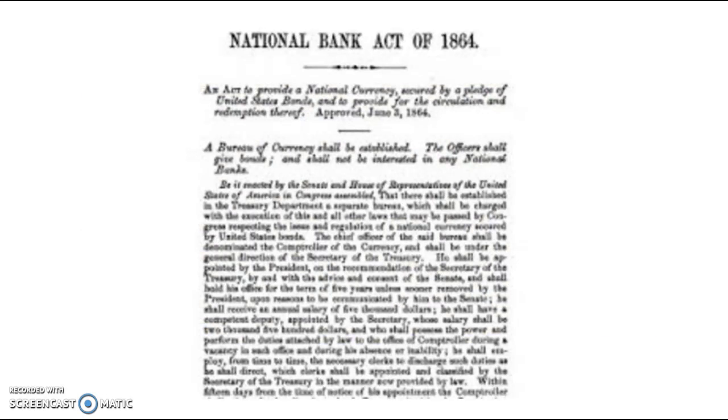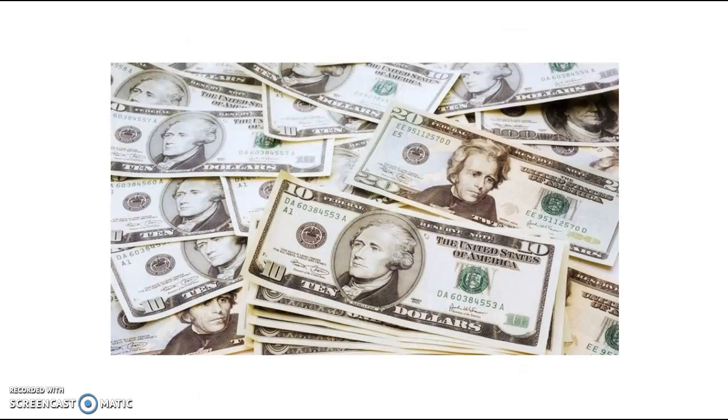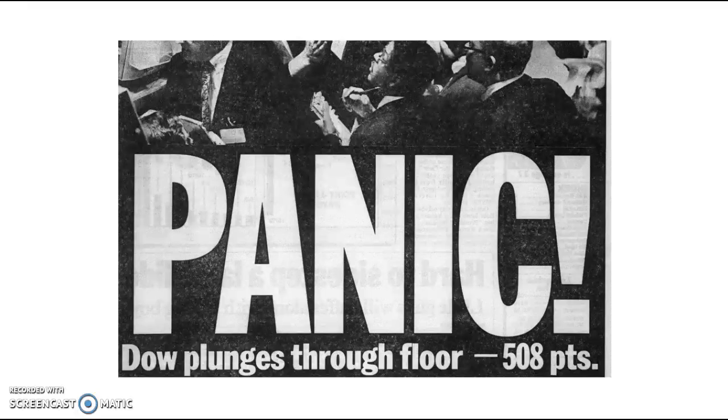Then, in 1864, the National Banking Act was passed, which allowed for nationally chartered banks whose notes had to be backed by government securities. This act effectively ended banks issuing their own notes and created a central currency. Then, in 1893, a banking panic caused the worst depression in U.S. history to date.